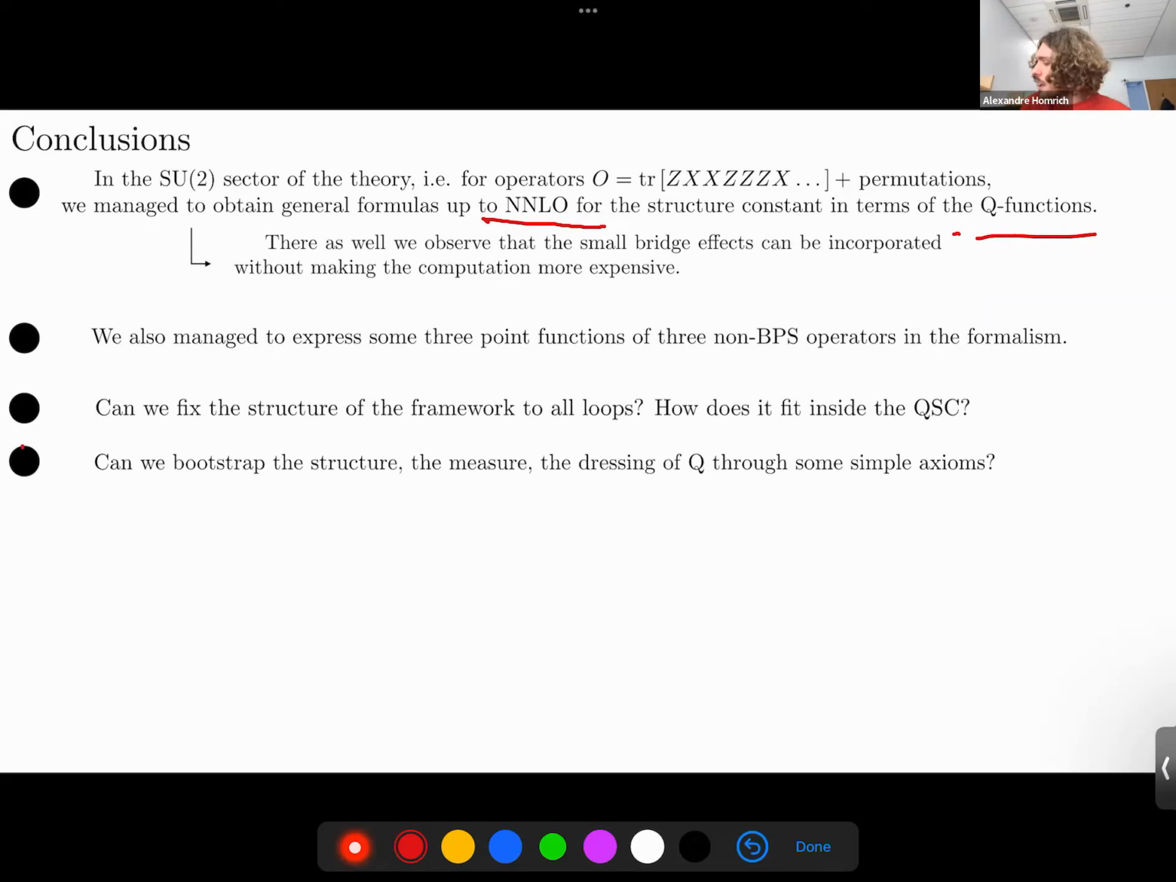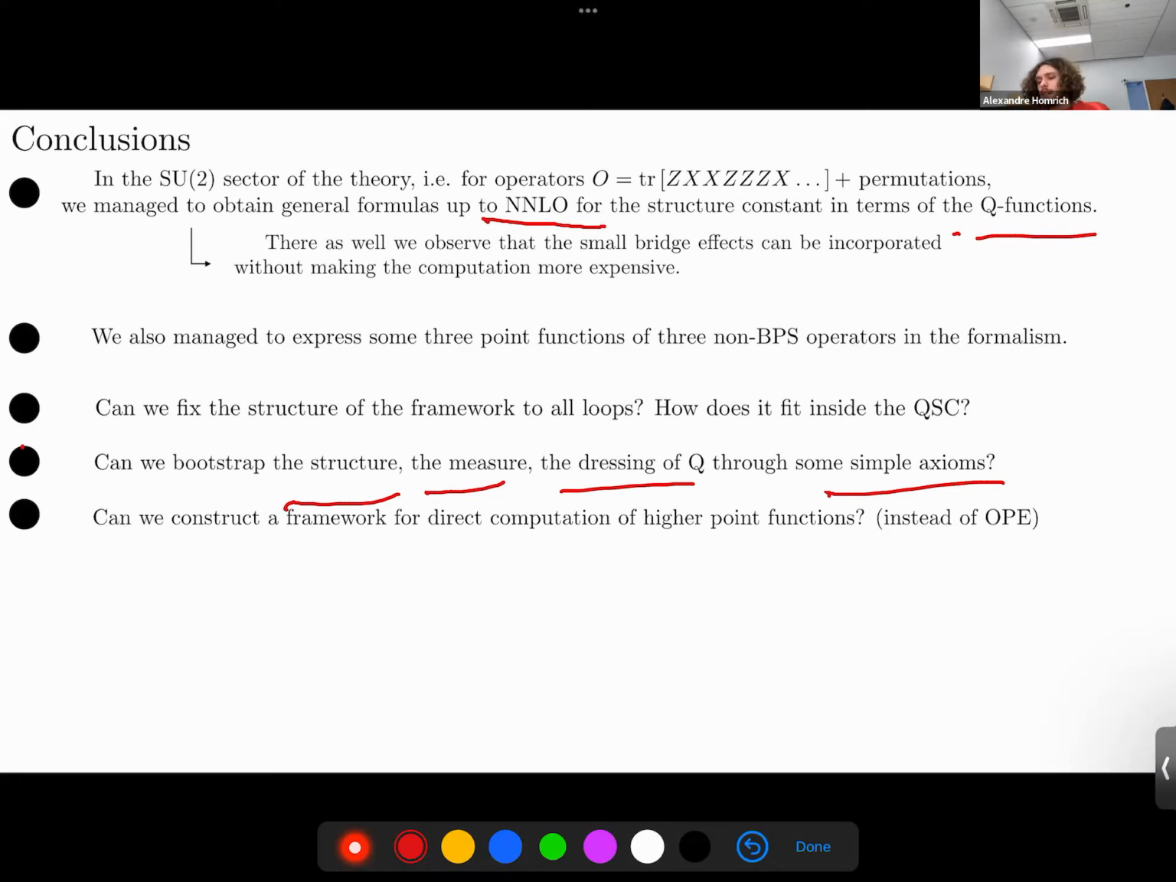And then second, if not, can we bootstrap the problem? In a sense, are there some simple axioms that completely fix the form of the result, the measure, the dressing, the number of integrals, etc.? And of course, naively, we would think to the first two-loop order that this principle should be some kind of orthogonality between Q functions. And the third point is whether we can construct an analogous framework for a direct computation of higher point functions in the spirit of the hexagonalization of Shotokumatsu and Thiago Ferri, where we would pair several Q functions corresponding to the external operators, integrate against a measure that captures the dependence on the cross ratios and spit out directly the quantum higher point function.